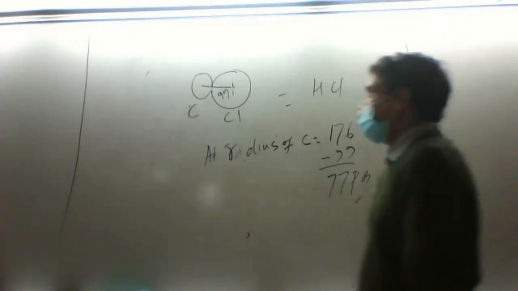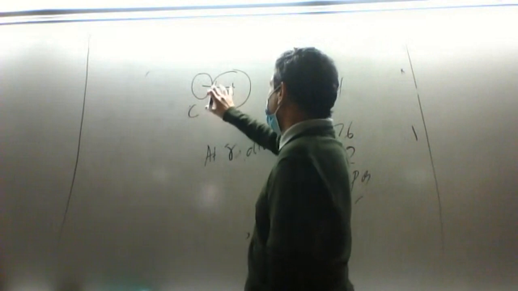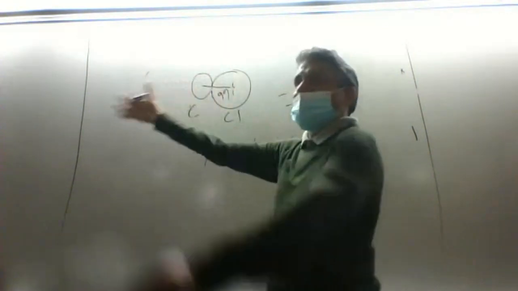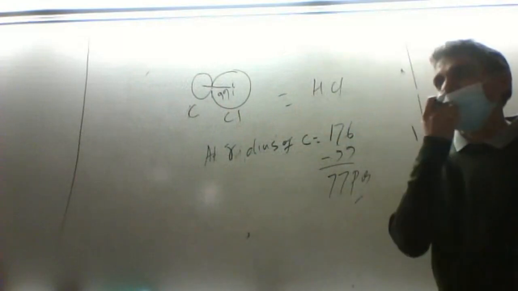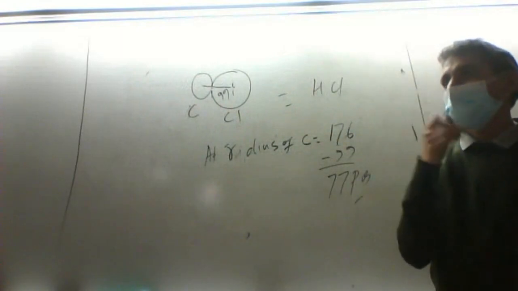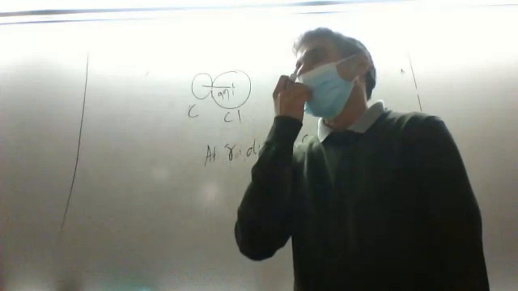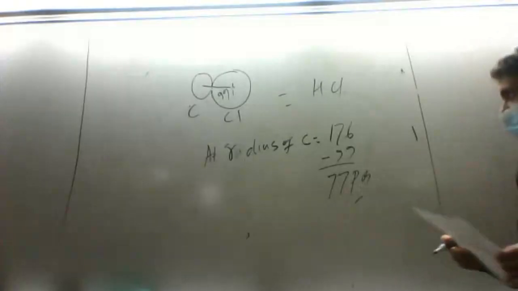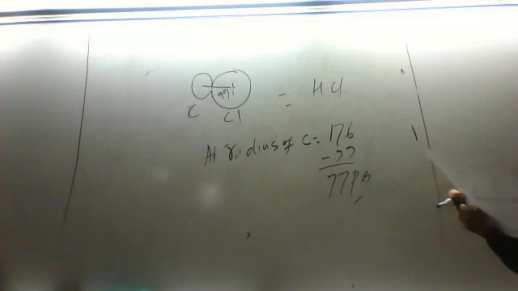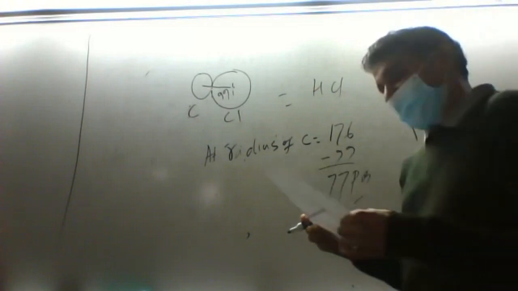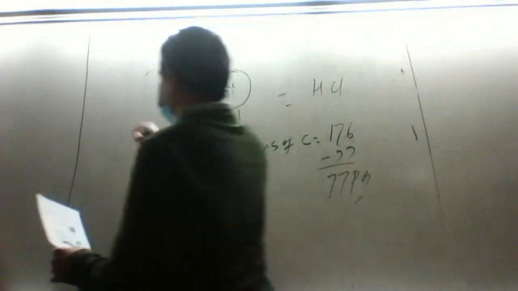So measure from here to here, and you already know the radius of one of them, and just subtract it from the total, and then you get the radius of the remaining one. Just think about two marbles, one bigger, one smaller. It's exactly the same, right? So that's the atomic radius of carbon. That's how they calculate.